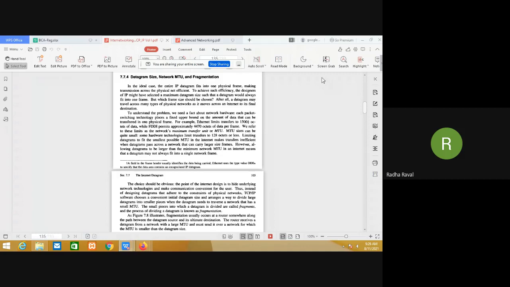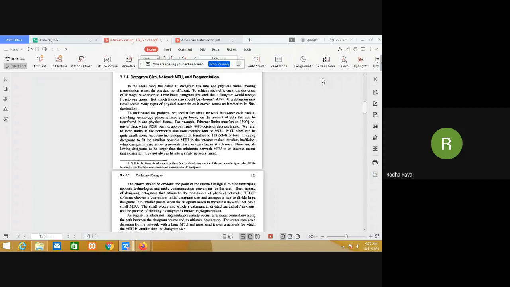So the choice should be obvious. The point of internet design is to hide underlying network technology and make communication convenient to the user. So instead of designing the datagram to adhere to the constraints of a physical network, TCP/IP software chooses a conventional initial datagram size and arranges a way to divide a large datagram into smaller pieces.